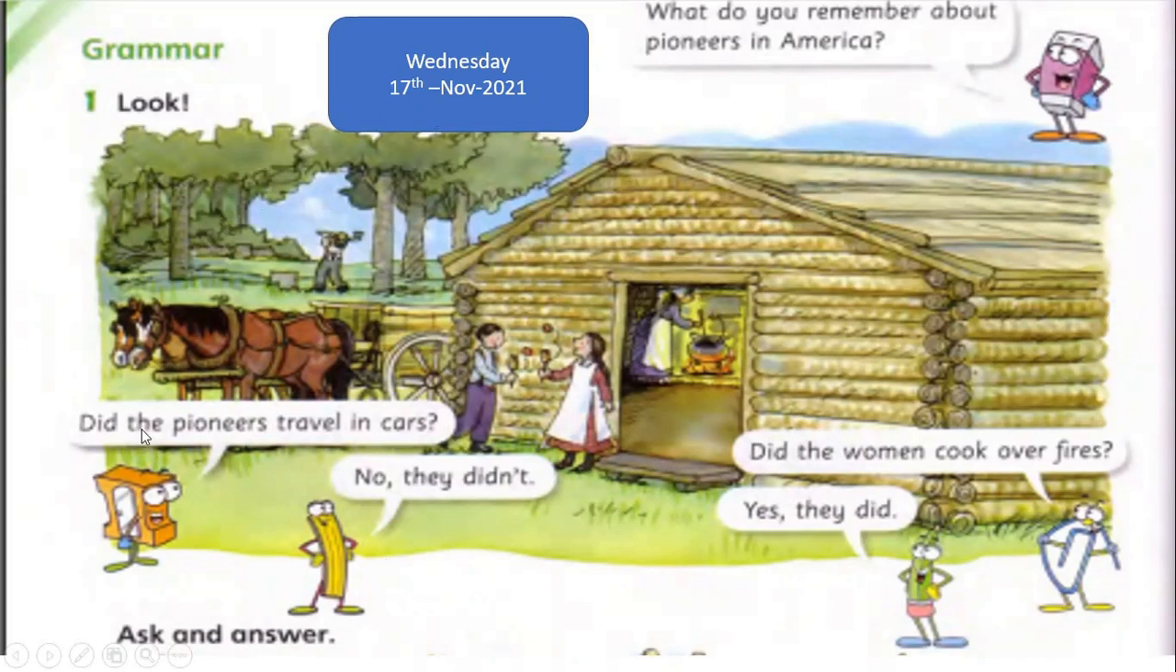Now look, did the pioneers travel in cars? No, they didn't. In the past, they didn't have cars. They traveled on horses, okay? And did the women cook over fires? Yes, they did, as you can see here in this picture.